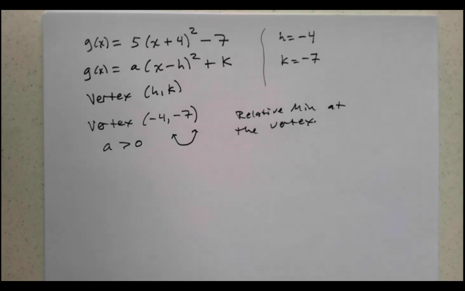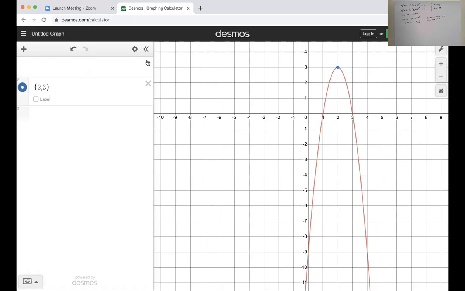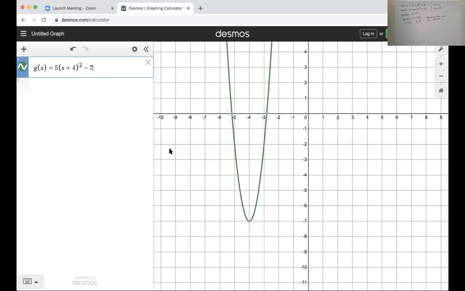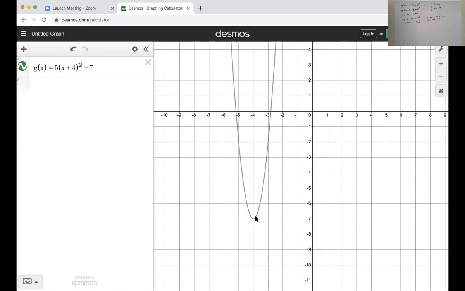So we can go back to Desmos, and look at it. So we've got g of x equals 5 times (x plus 4) squared minus 7. And we believe the vertex should be at (-4, -7). Is that what we see? (-4, -7)? Sure looks like that.